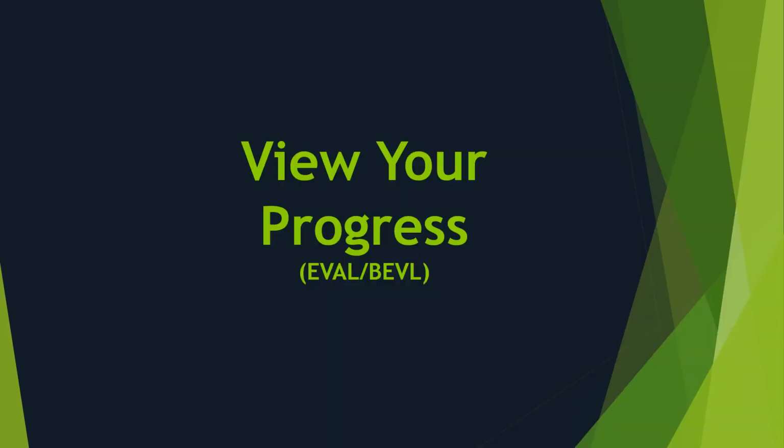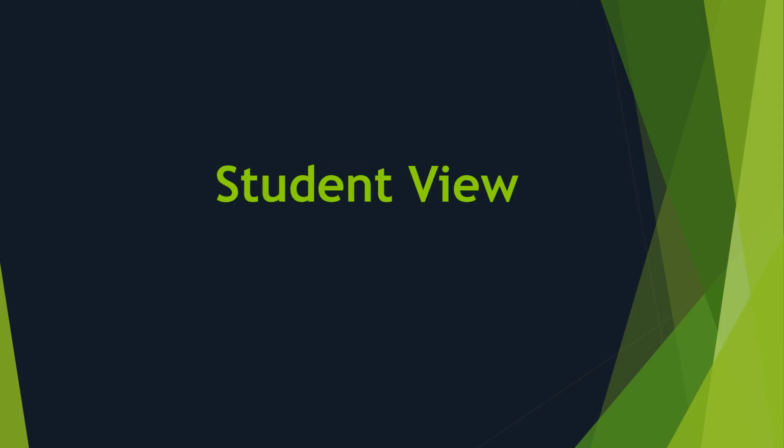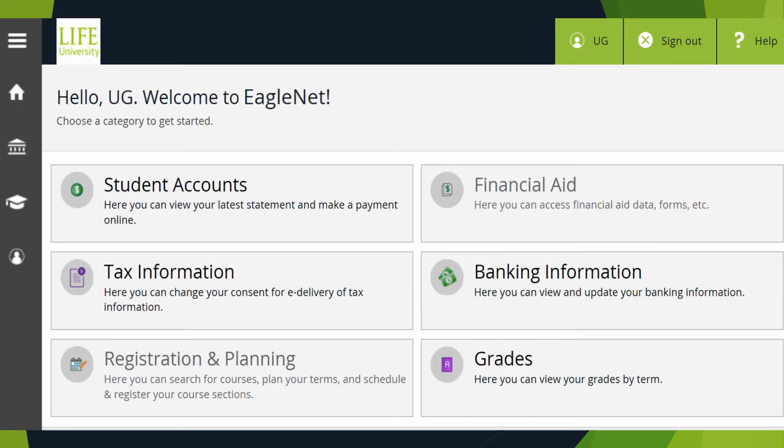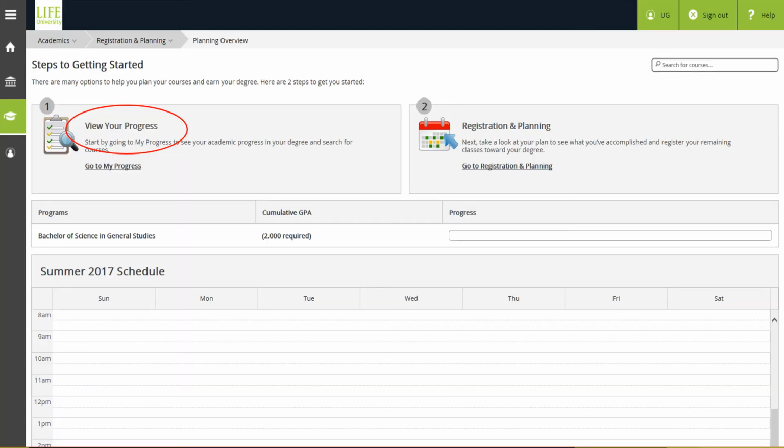Now let's look at the View Progress area of EagleNet portal, also known as Degree Audit or Eval or Bevel. Students will access the View Your Progress area by first clicking on Registration and Planning, and then by clicking on View Your Progress. It is important to note, currently the View Your Progress area has been restricted from students, but will be available in the future.